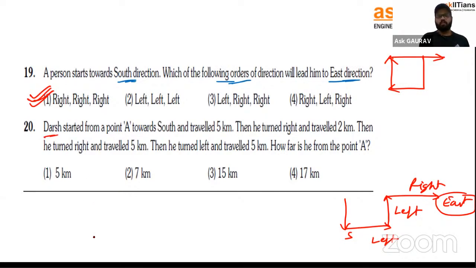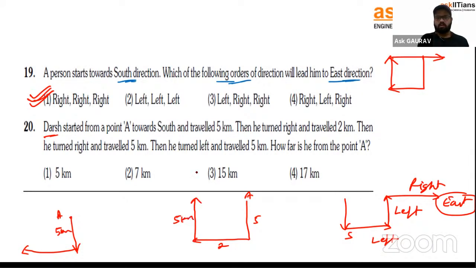Darsh started from a point A towards south. Let's say this point is A. He moves towards south and travels 5 kilometers. Then he turned to right. Right will be here, and travels 2 kilometers. And then he turned right and again 5 kilometers. So this is 5. And then he again turned left, and left will be this direction and travels 5 kilometers.